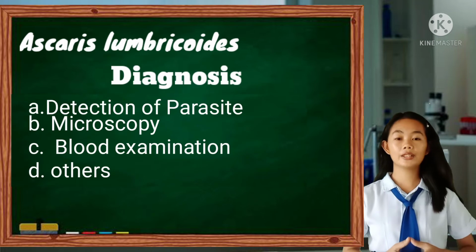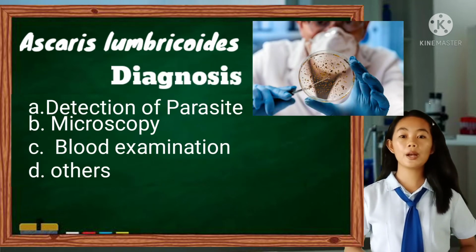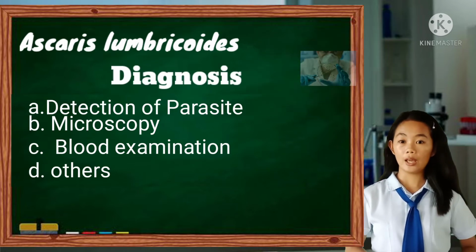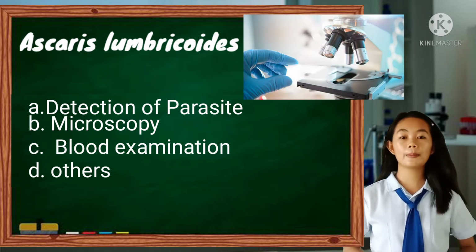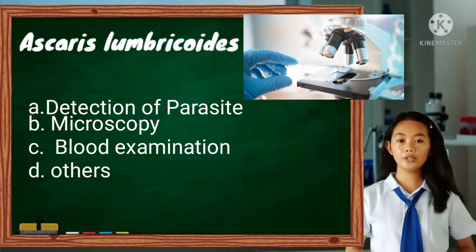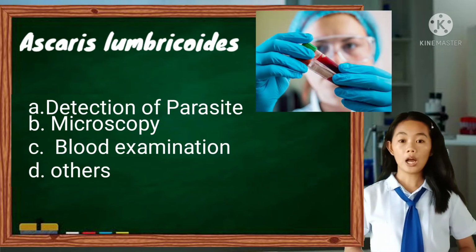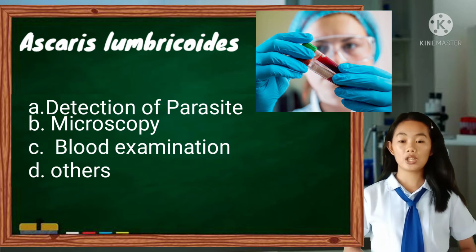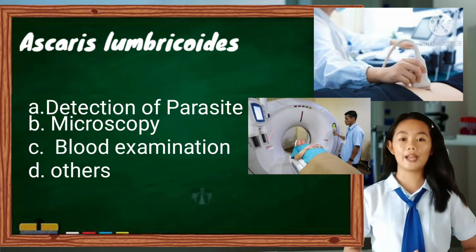First, we have detection of parasites. In the case of heavy infection, it is possible to find the adult worm in the stool or sputum of the patient by the naked eye. Next, we have microscopy. The saline emulsion of stool is examined microscopically for the presence of eggs. Both fertilized and unfertilized eggs are usually present. We also have blood examination. A complete blood count may show eosinophilia in the early stage of invasion. Others include ultrasounds, CT scans, and X-rays.